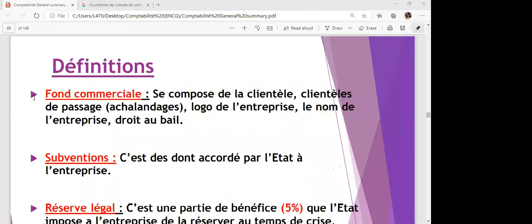You basically buy the whole company itself, so what you change is ownership. You buy the name as well, you buy the logo, you buy the clientele, which are the customers who are always buying from you frequently. You buy everything, but that's only if you include the fonds commercial. So I hope that's clear for the fonds commercial.